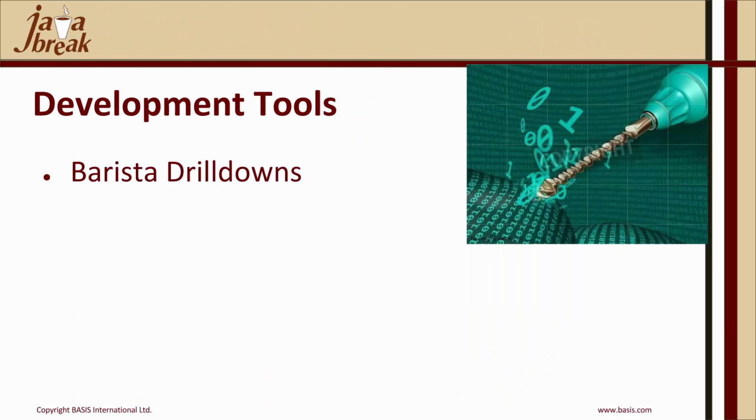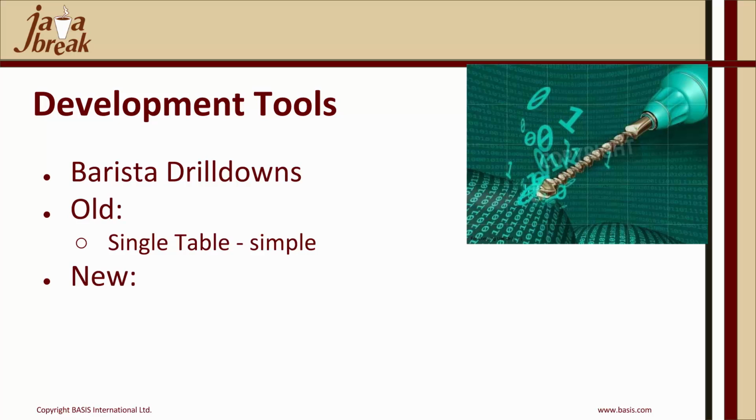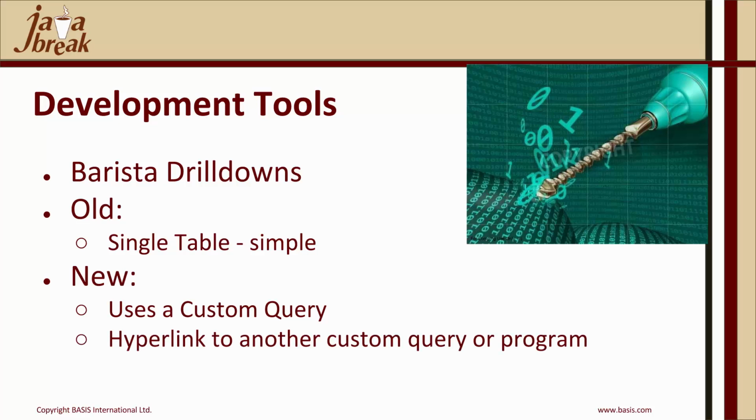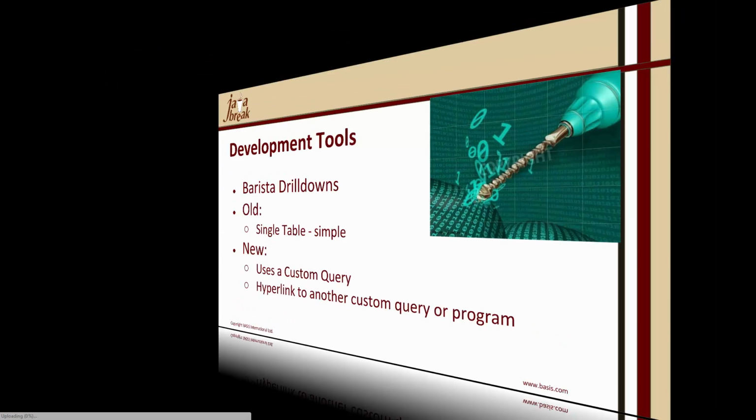Let's move on to talk about development tools. We have new Drilldowns in Barista. In the old Barista Drilldown, we had a single table. It was a fairly simple Drilldown. In the new environment, Barista's Drilldowns now give you the ability to use a custom query. And in addition, we've added the ability to hyperlink a column to another custom query or to a program. And in so doing, you could cascade your queries down from one custom query to the next.